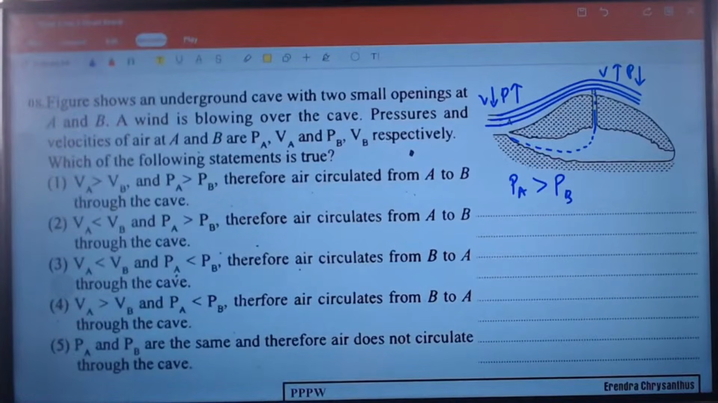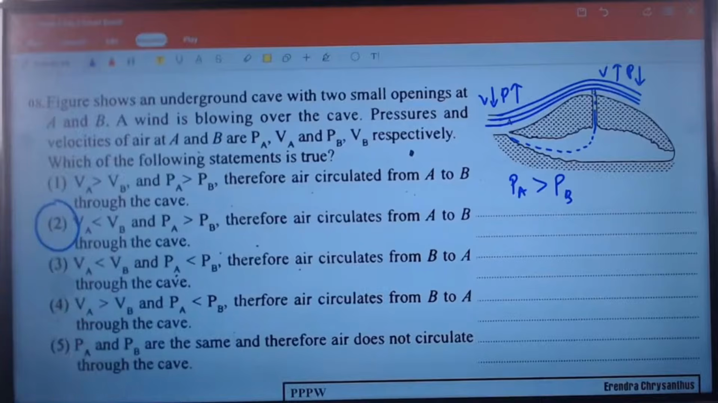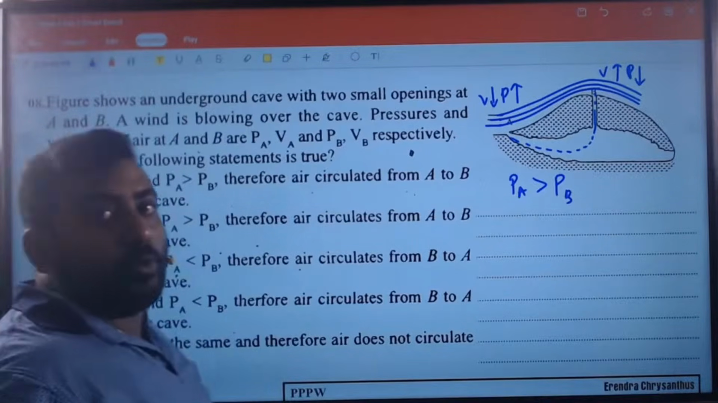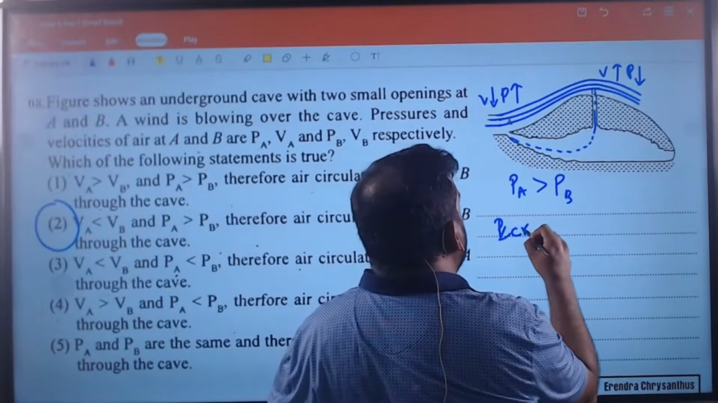So velocity at B is larger than velocity at A. Pressure at A is larger than pressure at B. From A to B it will pass through. Answer is answer number 2. Whose theorem is this? Bernoulli's theorem.